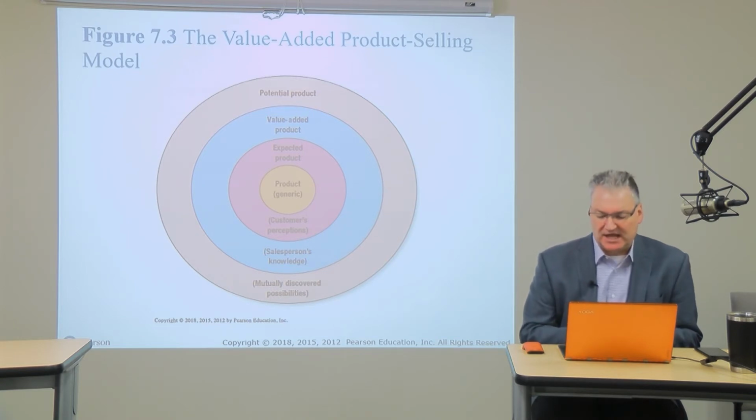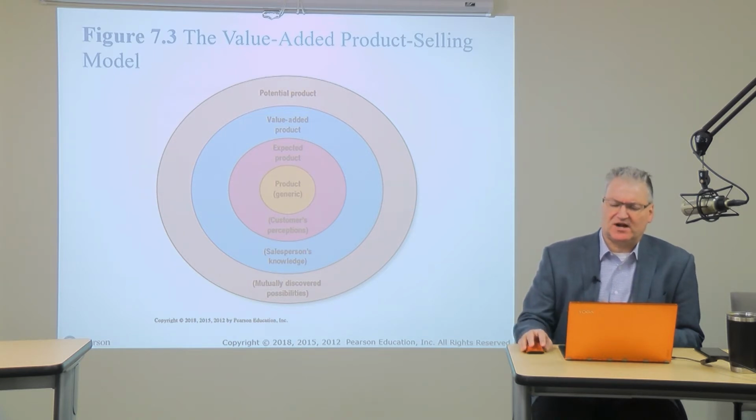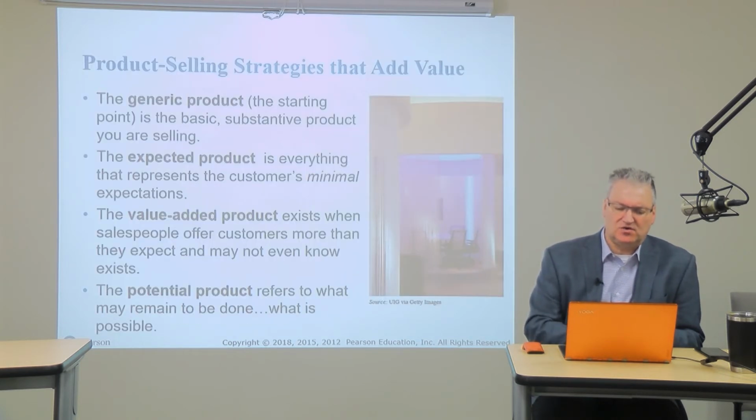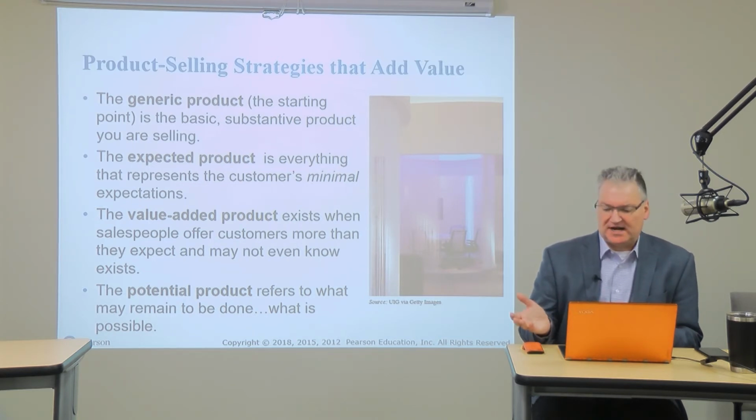and how to visualize every product as being four-dimensional. So let's take a look at that product as being four-dimensional. So when you look at the product, the generic product, understanding a generic product is really the starting point. It's a basic product that you're selling. The expected product is what the customer's minimal expectations are for that product.